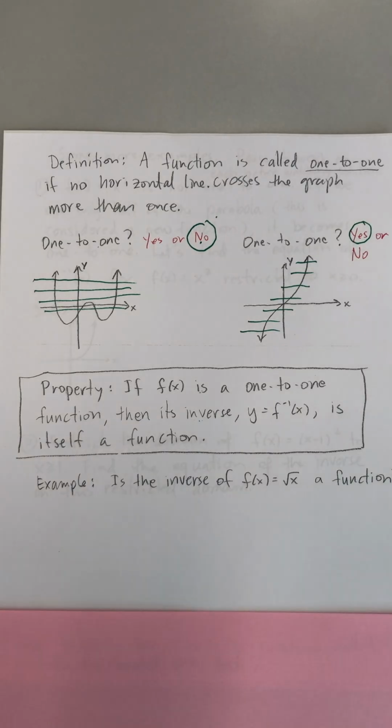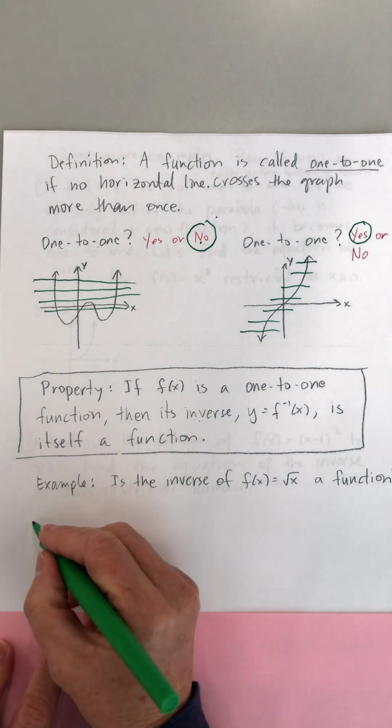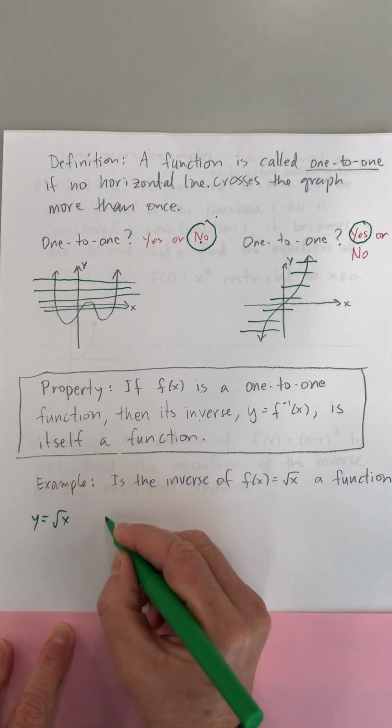So pause and work on this one, see whether or not the graph of f of x equals the square root of x is a function. And if you're not sure where to go, I'll give you a hint. We know how to graph y equals the square root of x. Okay, so if we look at the graph, y equals the square root of x, it looks like this.